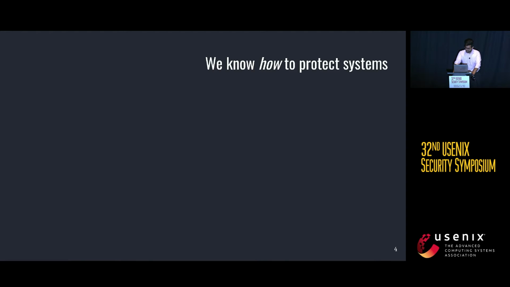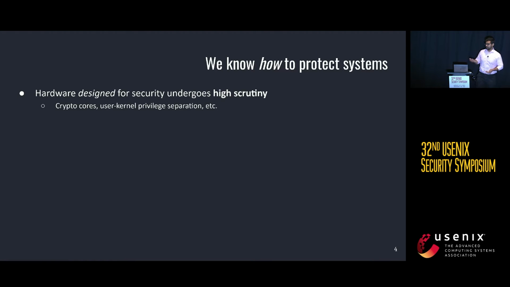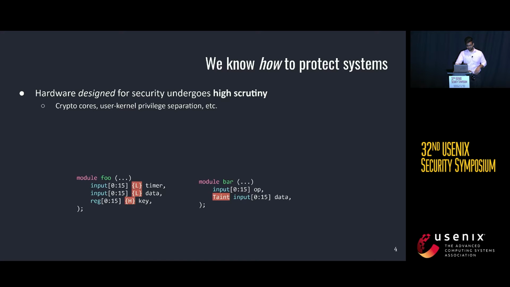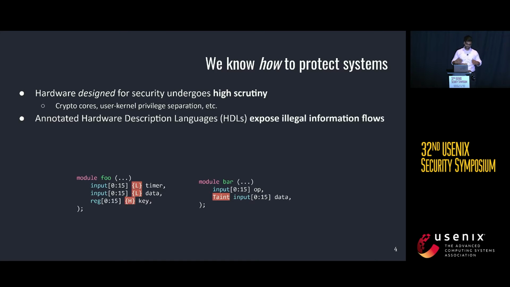So we know how to protect against these kinds of attackers. We know that while we're designing hardware components, such as cryptographic cores, user privilege separation, and so on, that these are inherently security critical. They're security critical by design, and they afford very high scrutiny, which causes us to vet them to ensure that they maintain their safety properties. So we have very good ways of doing this.